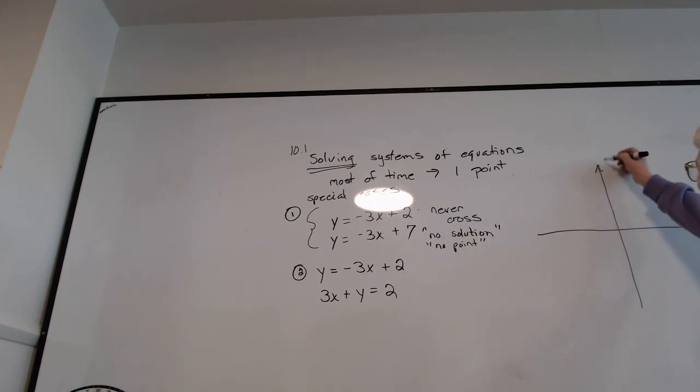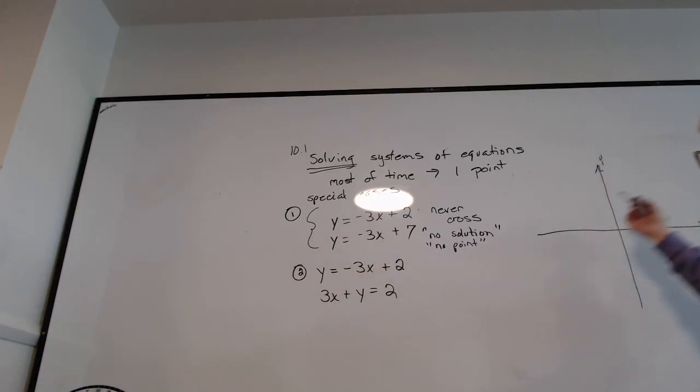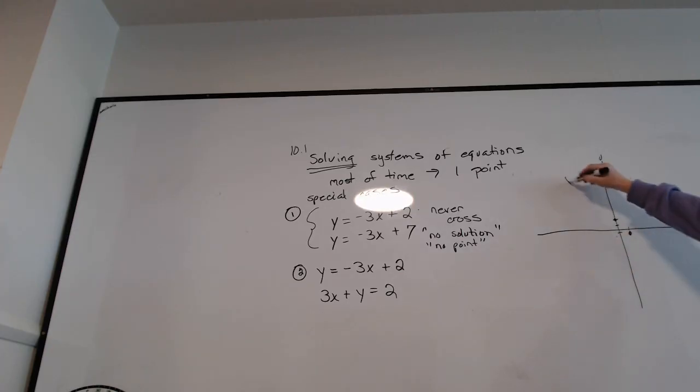Let's graph these, because this is a good review for you guys. One of them is slope-intercept. This one we just drew, right? So we go up 2, there's my first point, go down 3 over 1. It's right about there. That's how you graph y equals negative 3x plus 2.